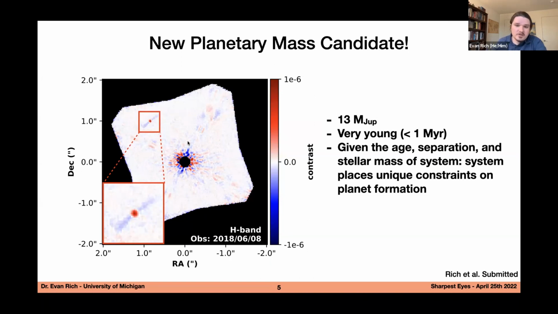It's a very young system, and given its age, separation, and mass, because the star itself is fairly massive, it places really unique constraints on planet formation. So it's going to end up that this object itself is going to be great for future studies of brown dwarfs and planets forming around high mass stars.